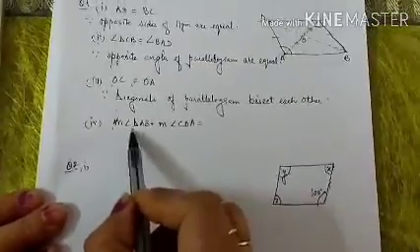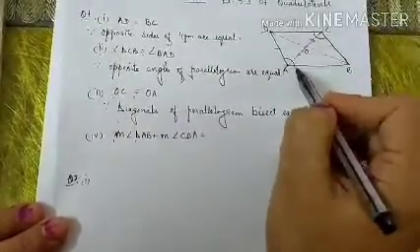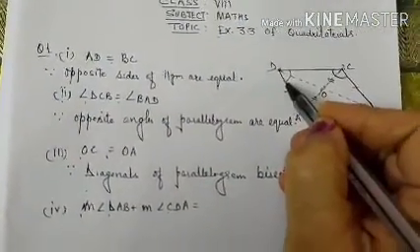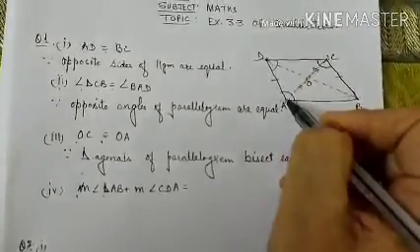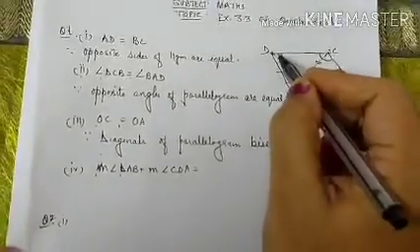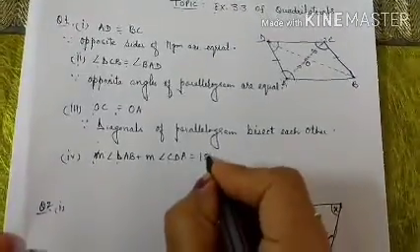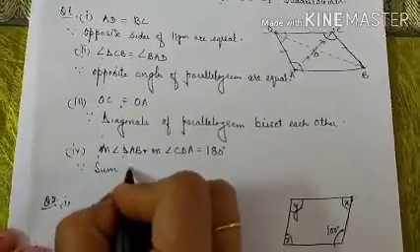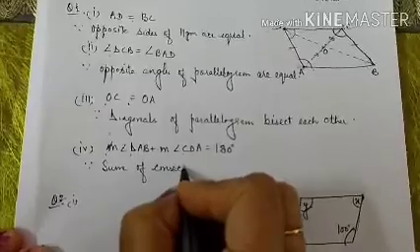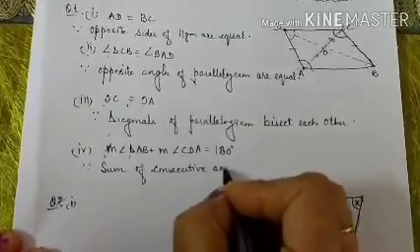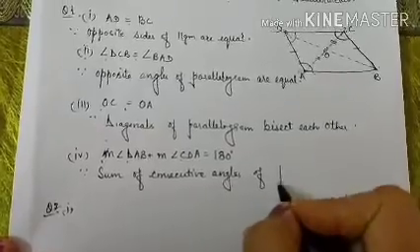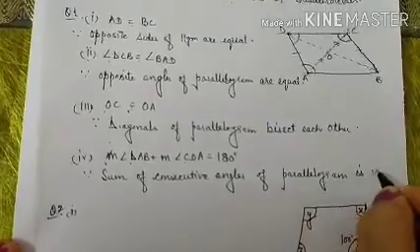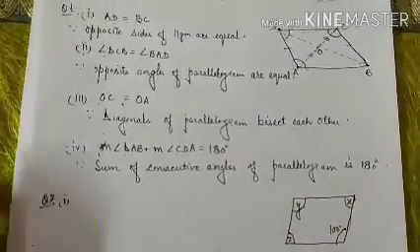Measure of angle DAB plus CDA. DAB is this angle, and CDA is this other angle. So the sum of consecutive angles of a parallelogram is 180. That's why this is equal to 180 degrees, because the sum of consecutive angles of a parallelogram is 180 degrees.